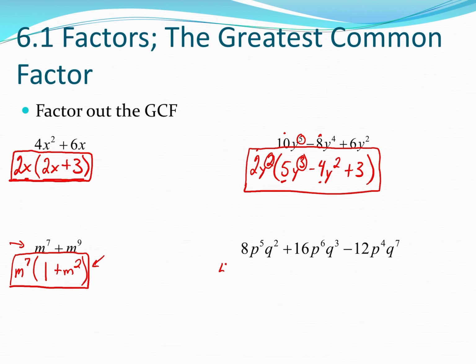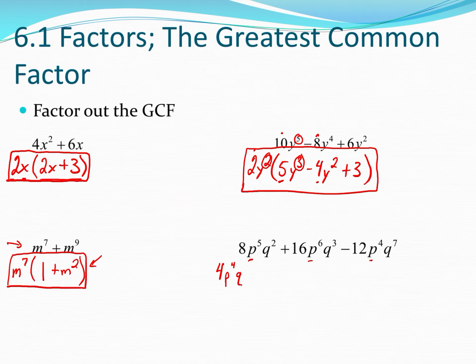So we're going to take the 4 out. There are 4 p's in each term. So this one has 5, this one has 6, this one has 4. So there's 4 in each of those. And then for the q's, there's 2 here, 3 here, 7 here. So they all have 2 q's. And then again, we're just going to divide that out.